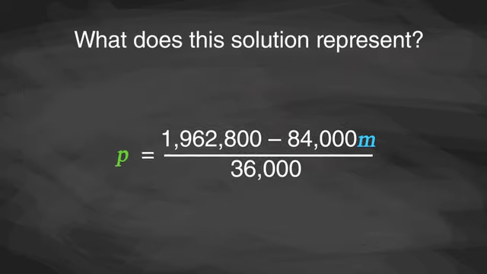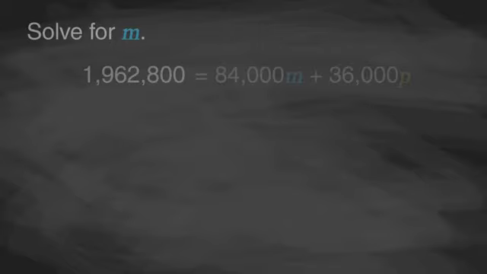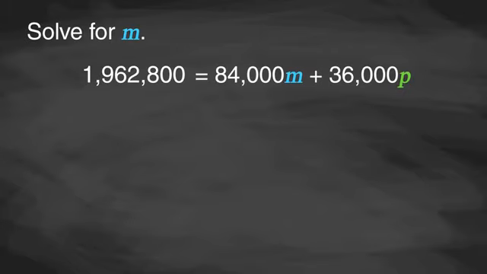What does this solution represent? This equation will tell how many workers can be hired while paving M roads and remaining on budget. Now let's solve the original equation for M.